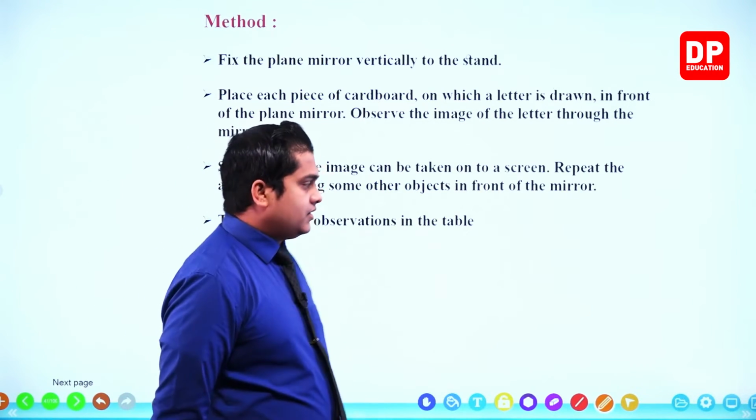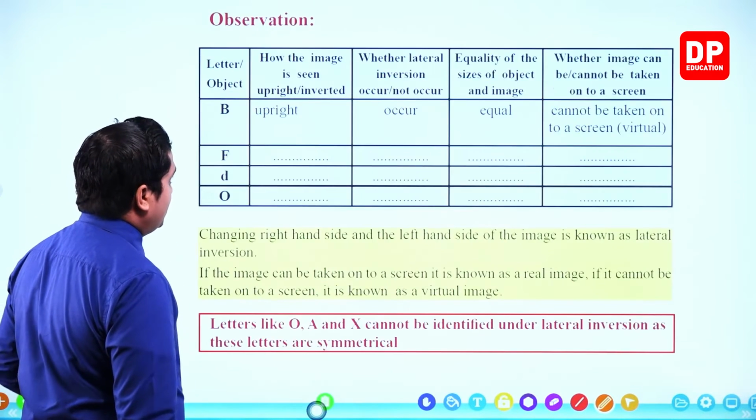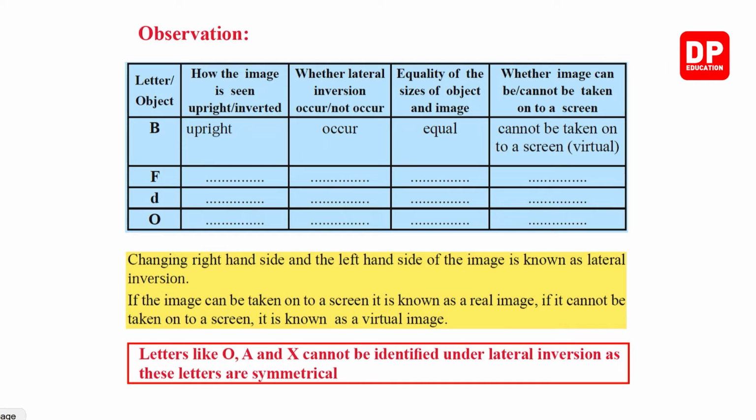What is the table? So let's head on to see the table then. So this is the table, my dear children. Under the observations, you have to complete this thing, right? First of all, we have to do the activity, then we have to complete the table regarding the observations.